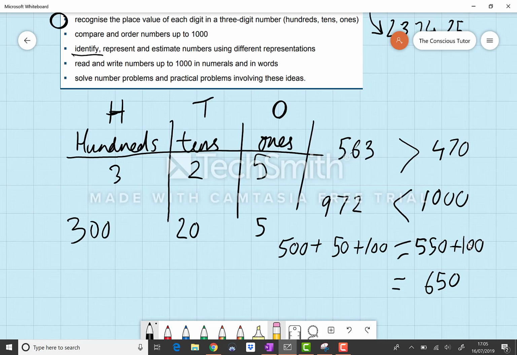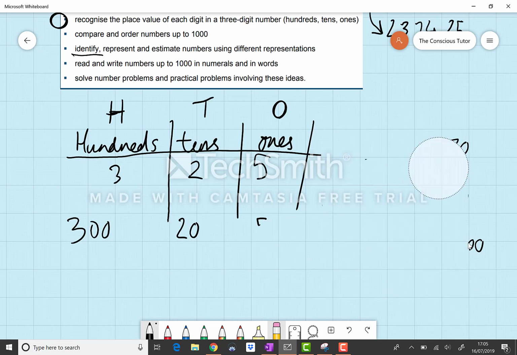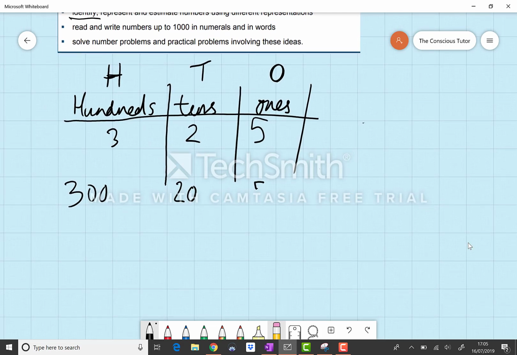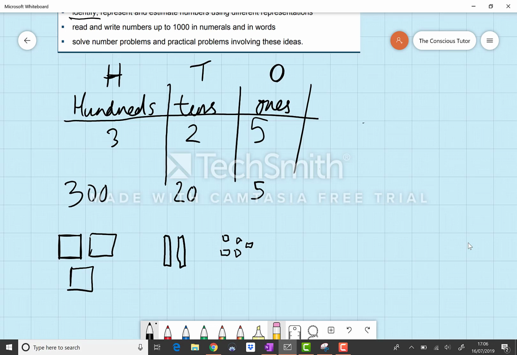Children must also be able to identify, represent, and estimate numbers using different representations. So again, if we look at the place value of a number, that could be represented using Dienes equipment. So 325, if we take this example, would look like this. 300, 2 tens, 20, and then your 5, like this. You could also show this on an abacus.